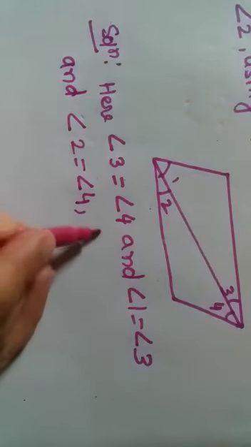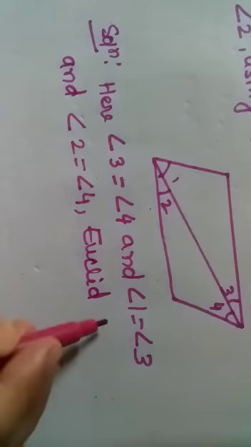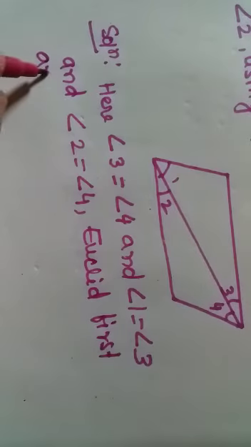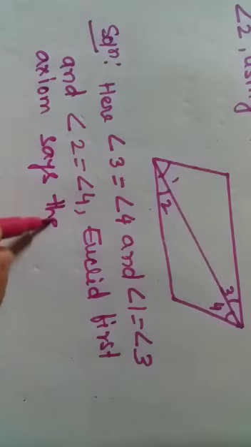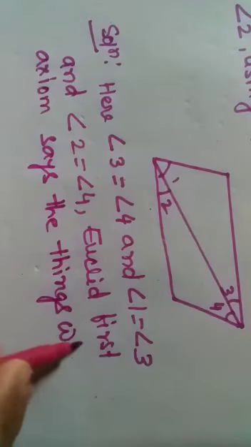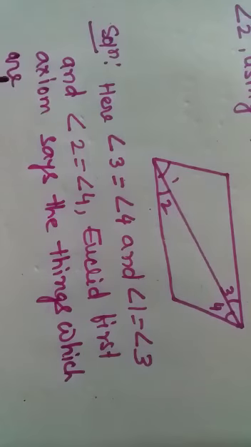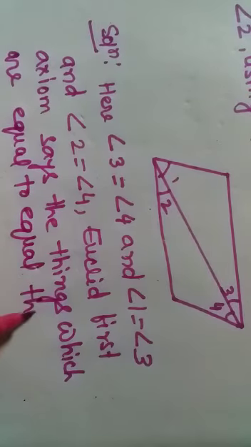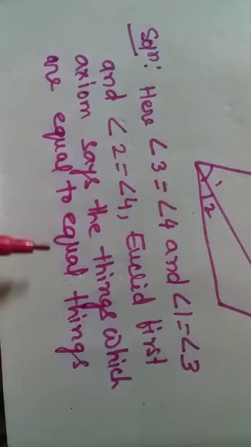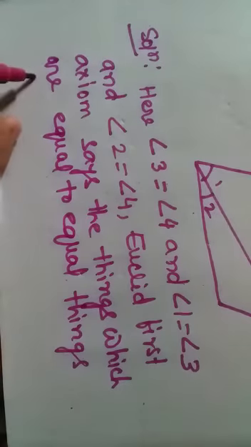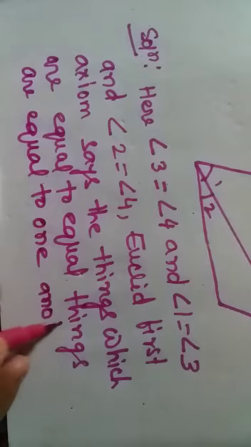Do you remember what Euclid's first axiom is? Euclid's first axiom says the things which are equal to equal things are equal to one another. You have to remember all the axioms and postulates of Euclid. Do you remember what it was?